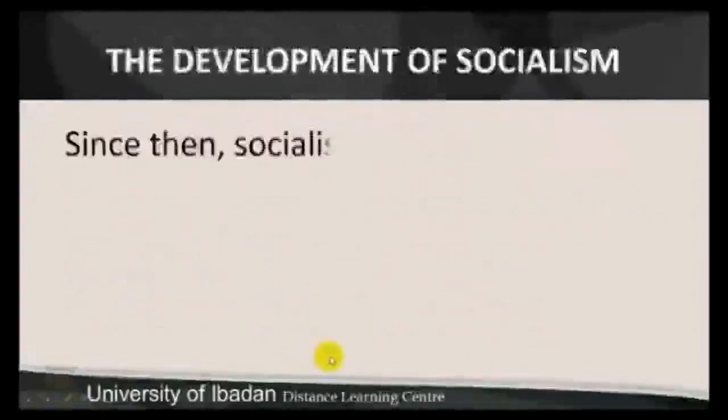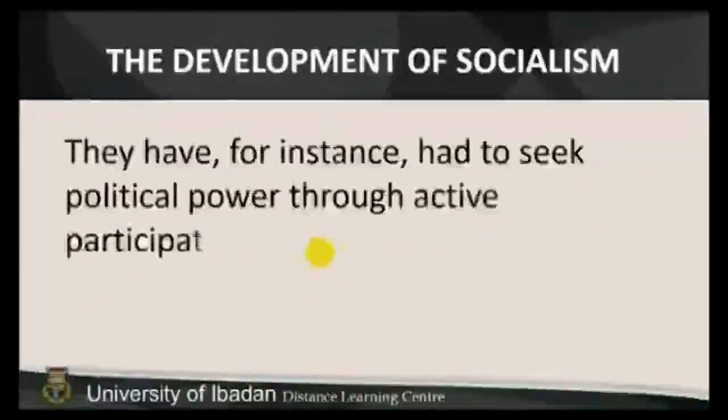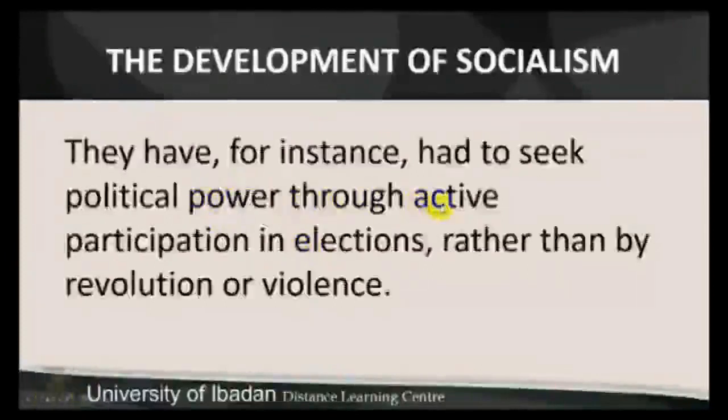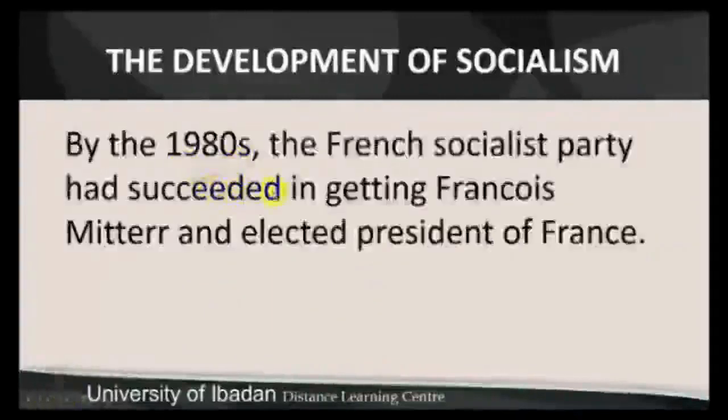Since then, socialist parties in Western Europe, especially Italy and France, have had to develop strategies peculiar to their circumstances. They have, for instance, had to seek political power through active participation in elections rather than by revolution or violence. By the 1980s, the French Socialist Party had succeeded in getting François Mitterrand elected president of France.